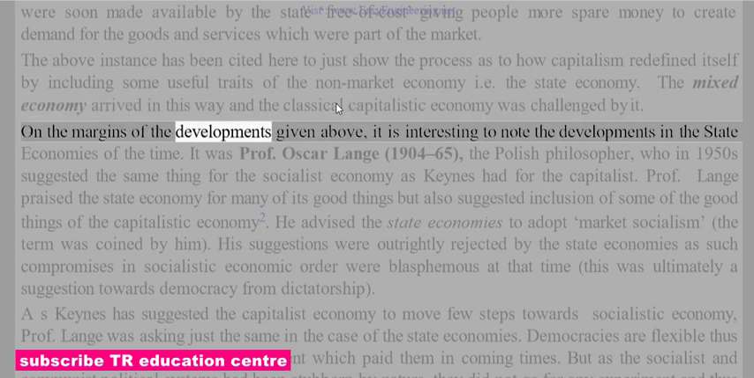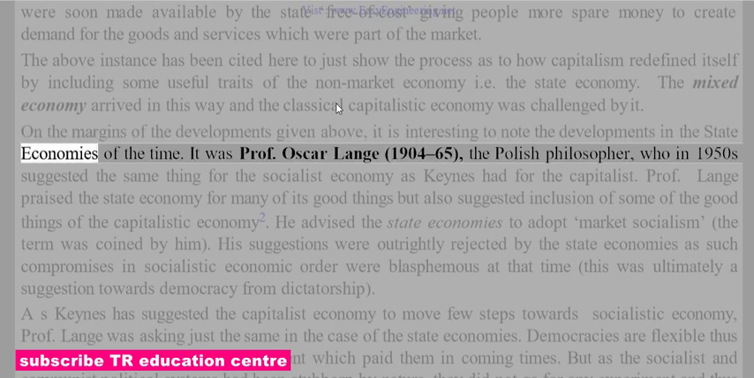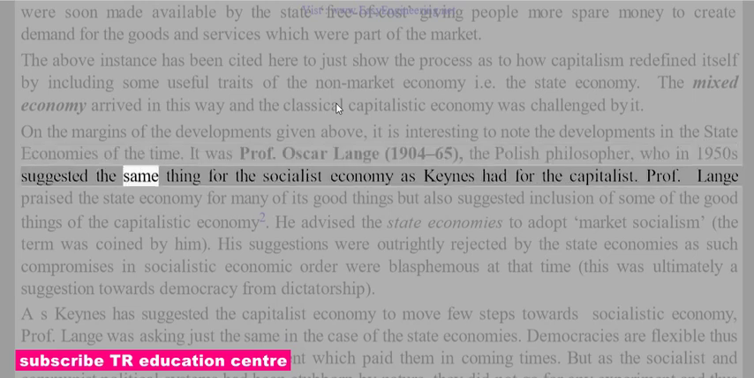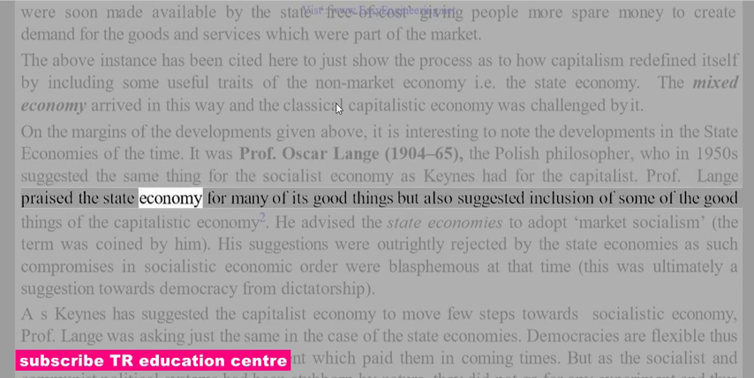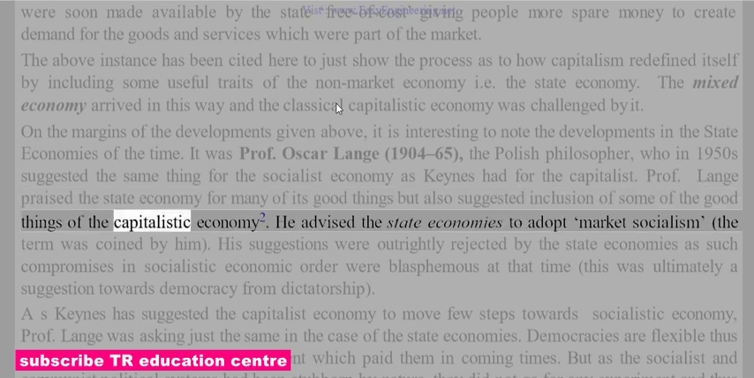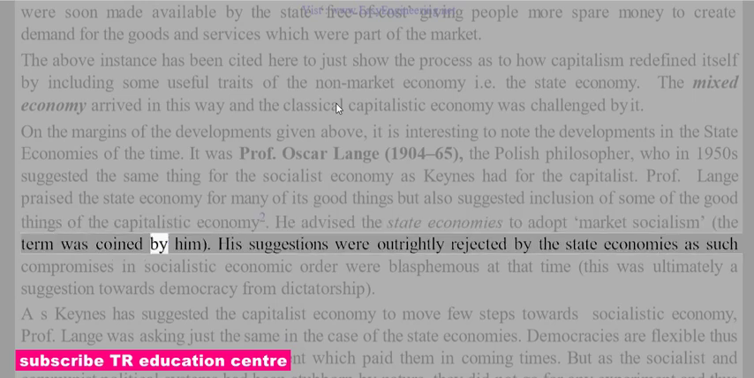On the margins of the developments given above, it is interesting to note the developments in the state economies of the time. It was Professor Oskar Lange, 1904-65, the Polish philosopher, who in the 1950s suggested the same thing for the socialist economy as Keynes had for the capitalist. Professor Lange praised the state economy for many of its good things but also suggested inclusion of some of the good things of the capitalistic economy too. He advised the state economies to adopt market socialism, the term coined by him.